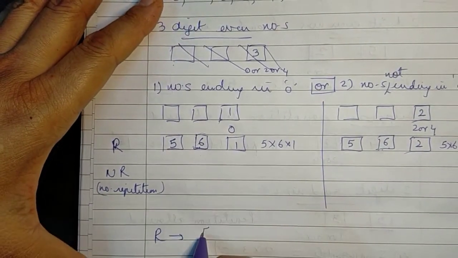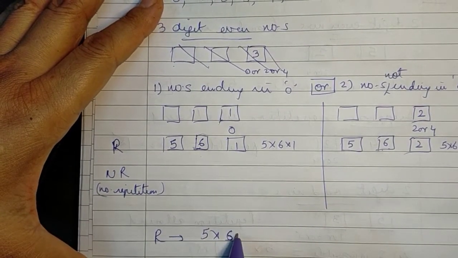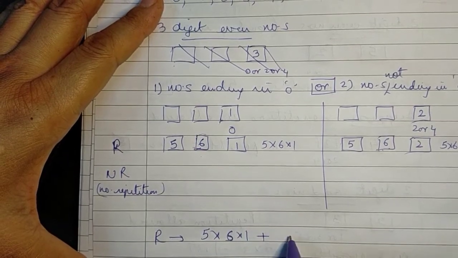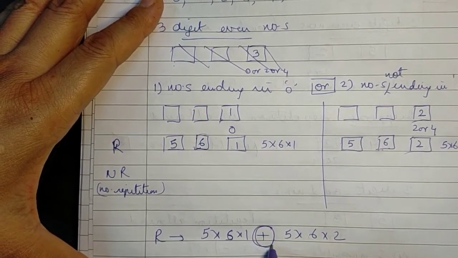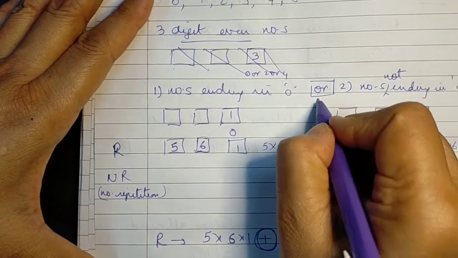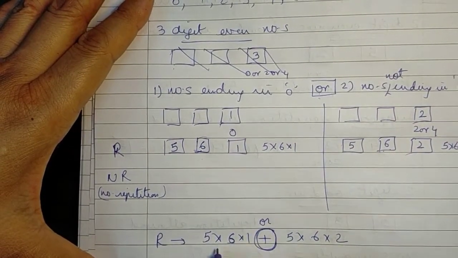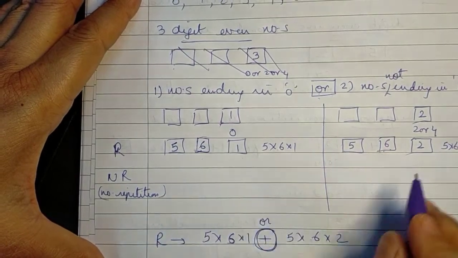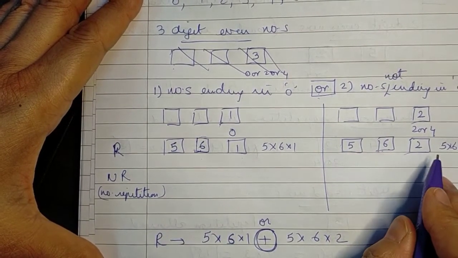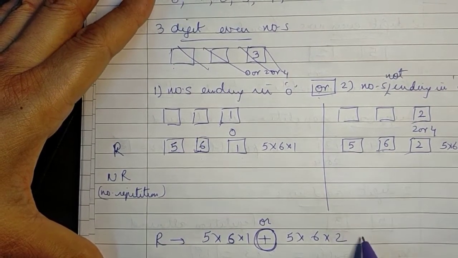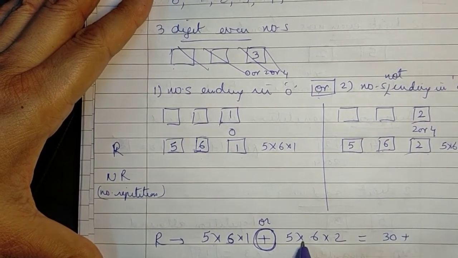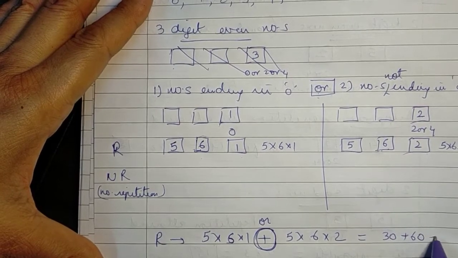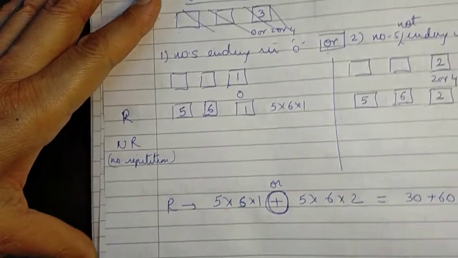So you will have 5 into 6 into 1 plus 5 into 6 into 2. The very fact this is plus is because of the or, because either you can have numbers ending in 0 or numbers not ending in 0, and so the total cases would be 30 plus 30 into 2, which is 60, that is, 90 is the answer.